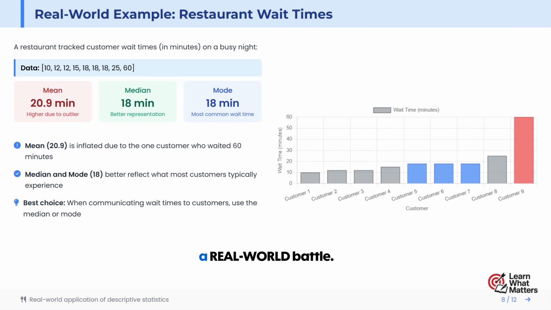Let's see this in a real-world battle. A restaurant is tracking wait times. Look at the data. 10 minutes, 12, 12, 15, 18, 18, 18, 25. And then one poor person waited 60 minutes. Now, if the restaurant manager uses the mean, the average is 20.9 minutes. That 60-minute wait is inflating the number, making the restaurant look worse than it is.